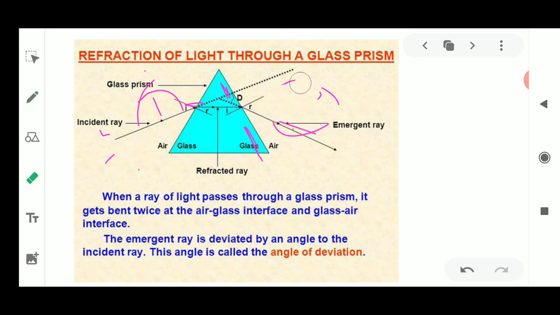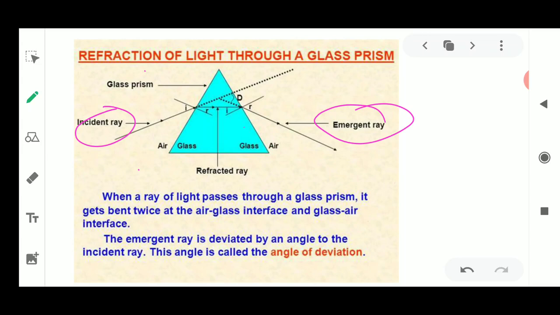These are the two places where refraction is taking place, because the prism has two refracting surfaces. The ray which moves from one side into this prism is known as the incident ray, and the ray which comes out is known as the emergent ray. Now let's find out about the other terms and how we are going to use them.